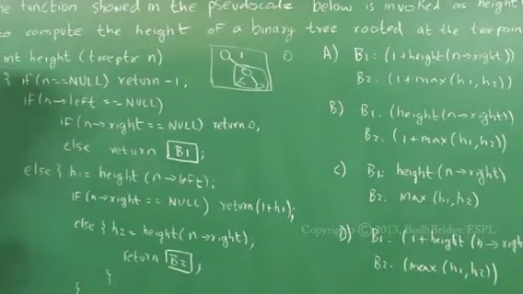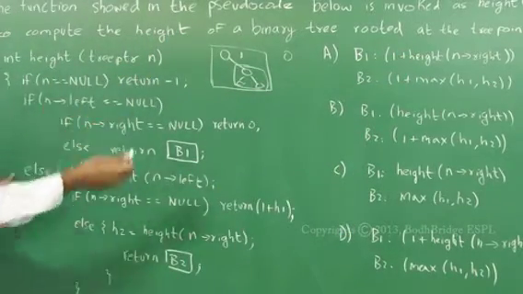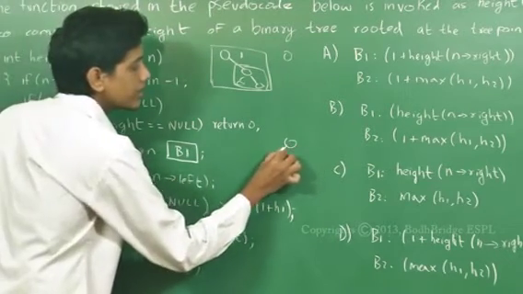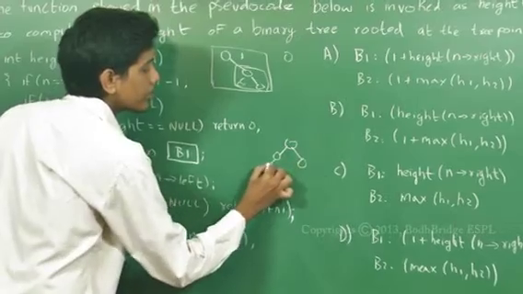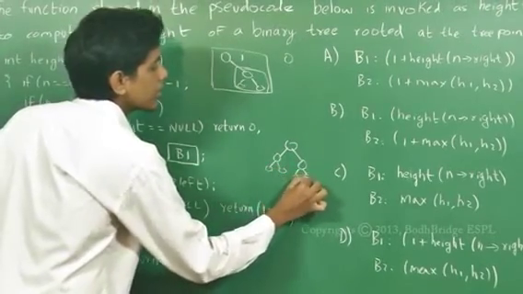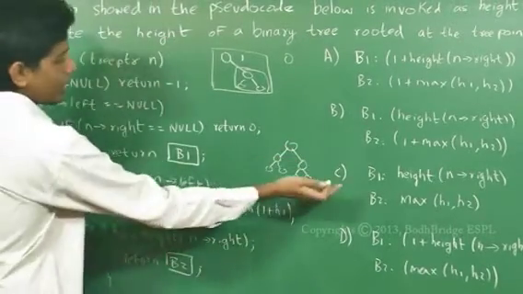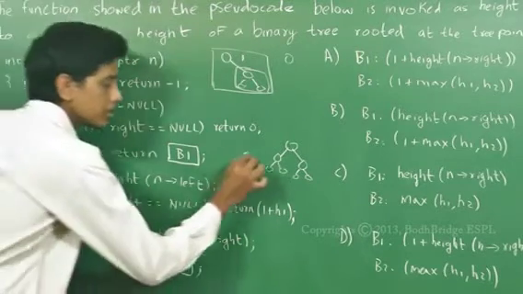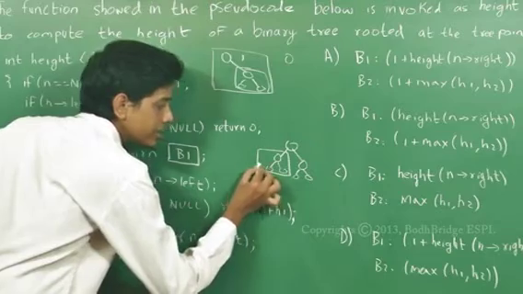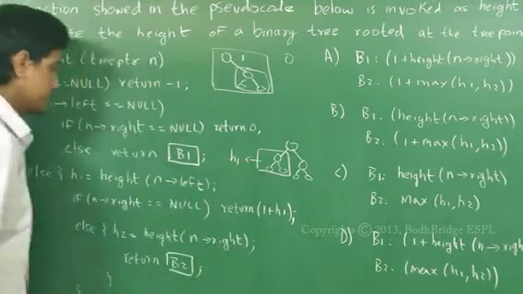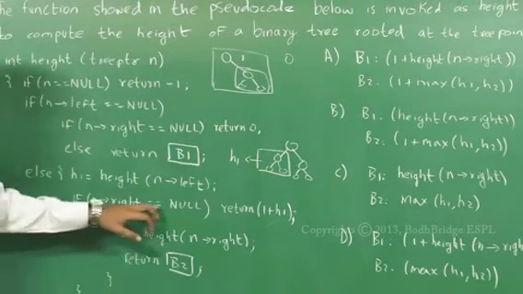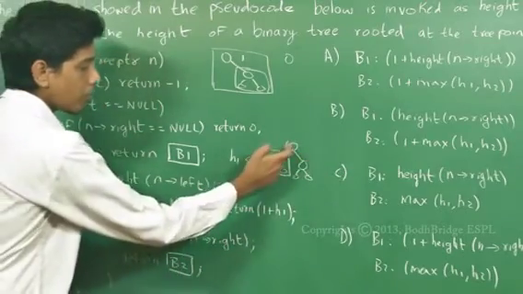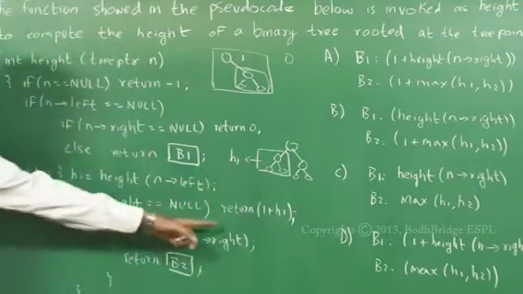Now let's go on. Else, that is if n's left is not null, in this scenario, the tree can be of this form, or it can be no right subtree. Let's see that. So h1 is the height of n's left. So the height of this subtree is h1. Now if n's right is null, that is if this subtree does not exist, then the height is return 1 plus h1. That is the case here.